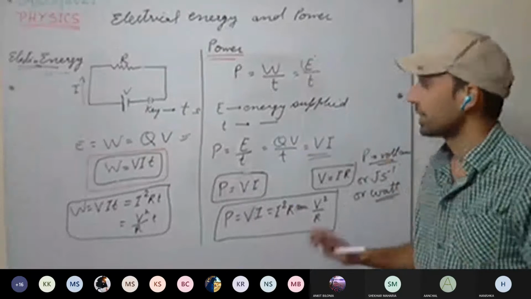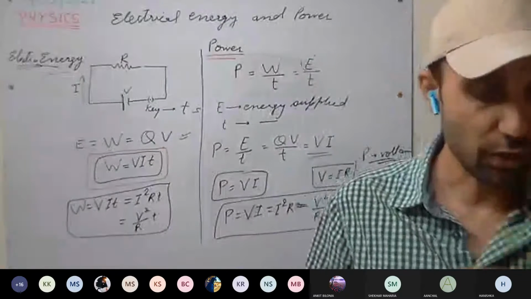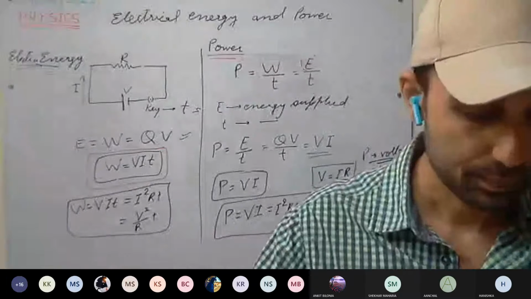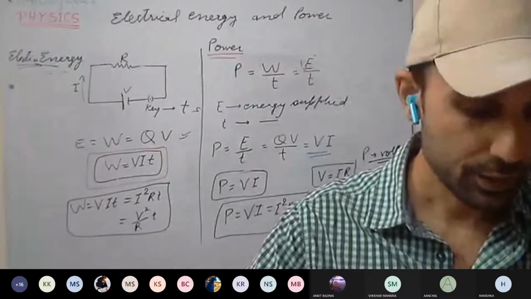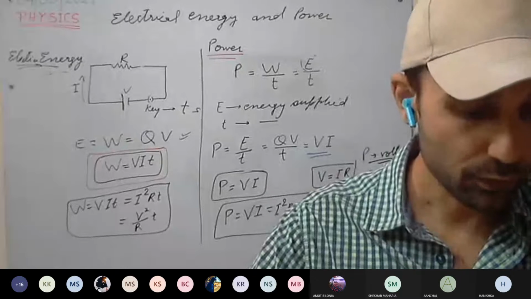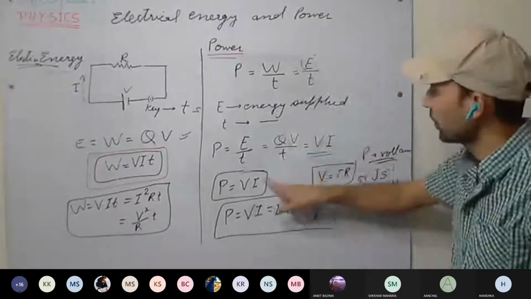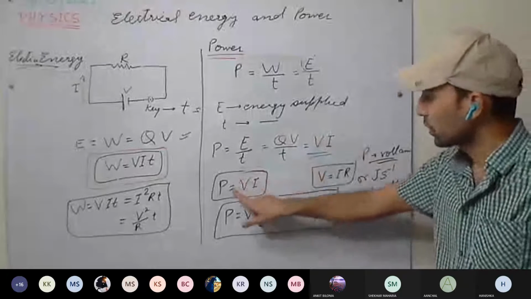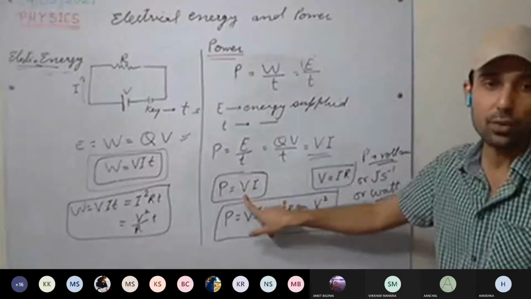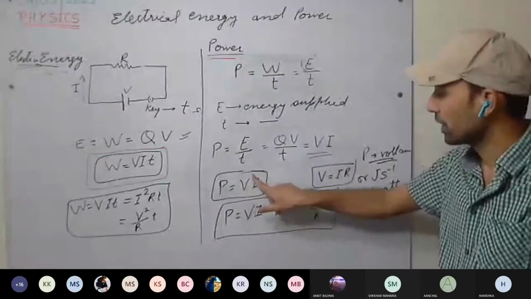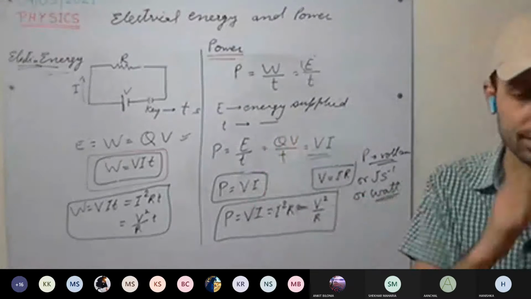Okay. This is clear. The definition of 1 watt is the electrical energy flowing when a current of 1 ampere flows through a circuit with a potential difference of V volt. T is already taken care of here. Okay. This is clear.